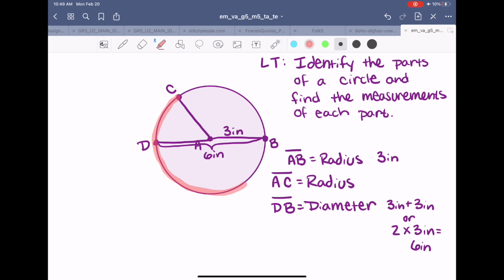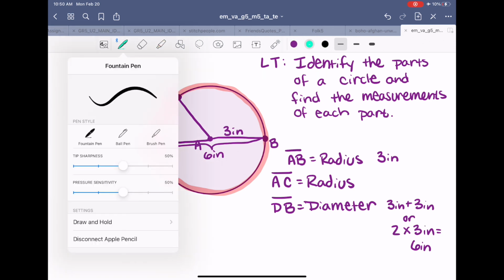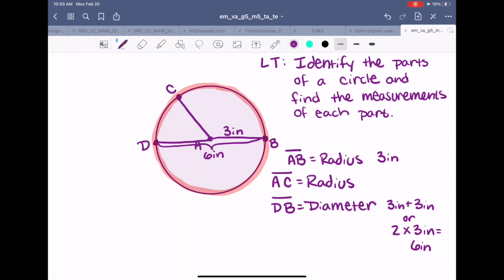The circumference of the circle is like the perimeter of the circle. That's the distance all the way around the circle, the measurement of the outside of the circle.